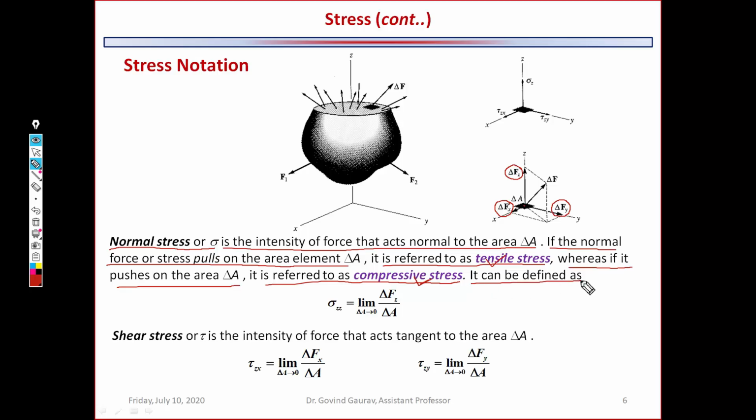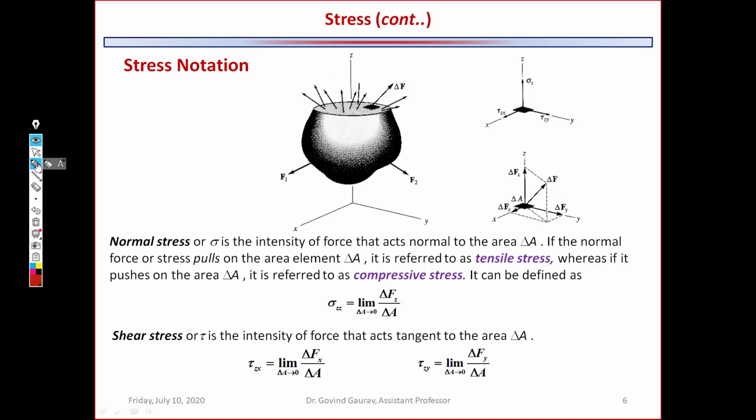So it can be defined as sigma zz. It is the normal stress, defined by delta Fz, the force acting in the z direction, divided by the small area which we have selected. This small area has to be very small. So this is in the limit of delta A tends to 0.